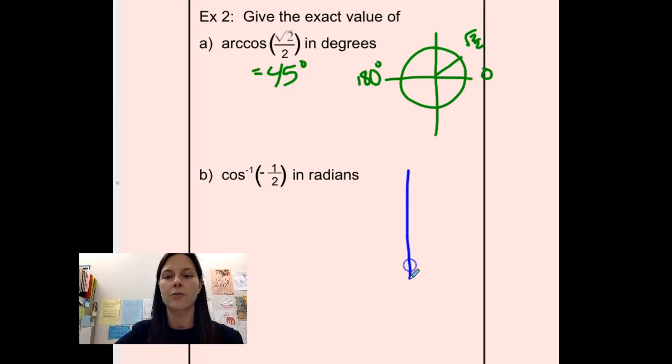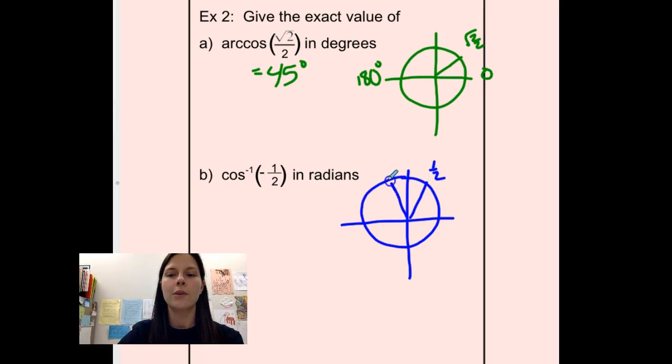Now we're thinking about radians, looking at where cosine is 1/2. I'm going to think reference angle first, and then we'll flip it into the second quadrant. Cosine goes 3, 2, 1. So cosine is 1/2 at pi over 3. Flipping that into the second quadrant, it would be negative at 2 pi over 3.